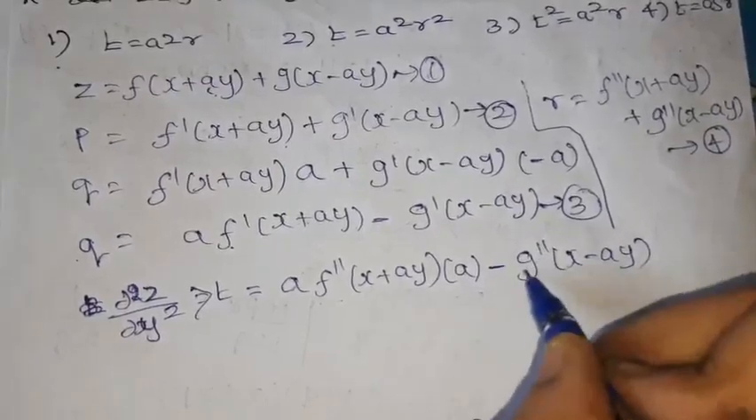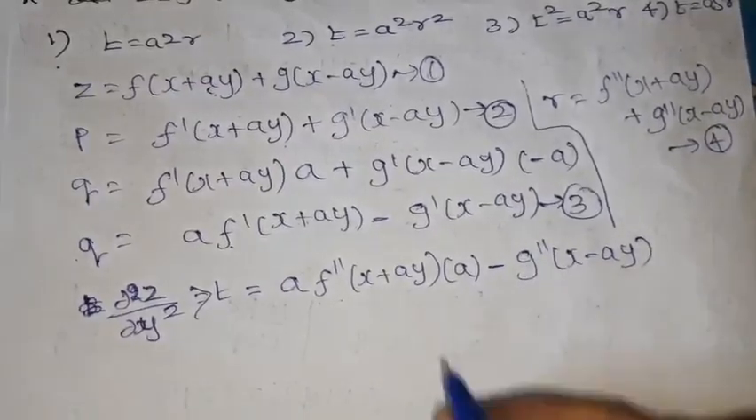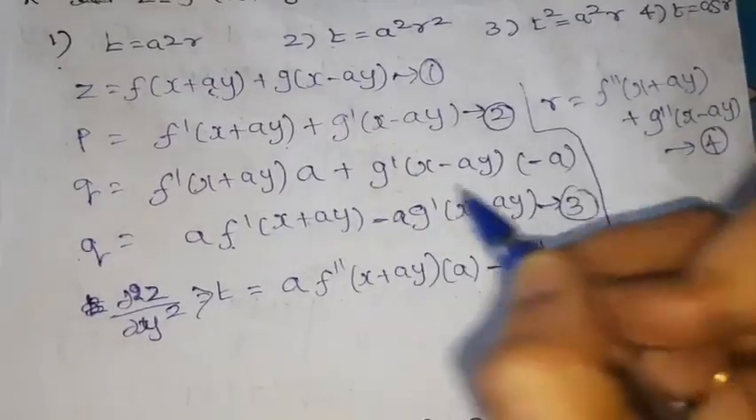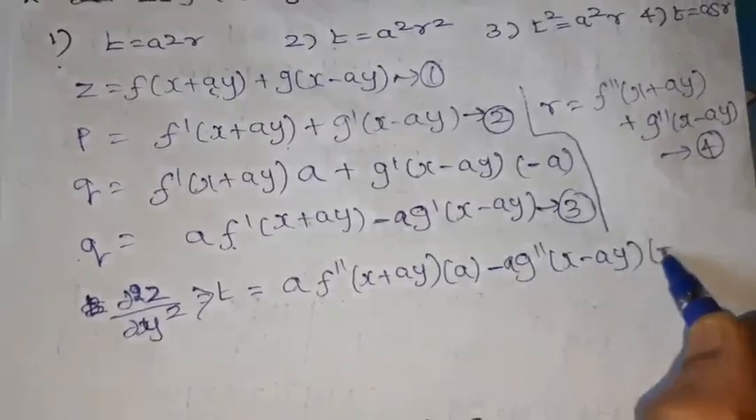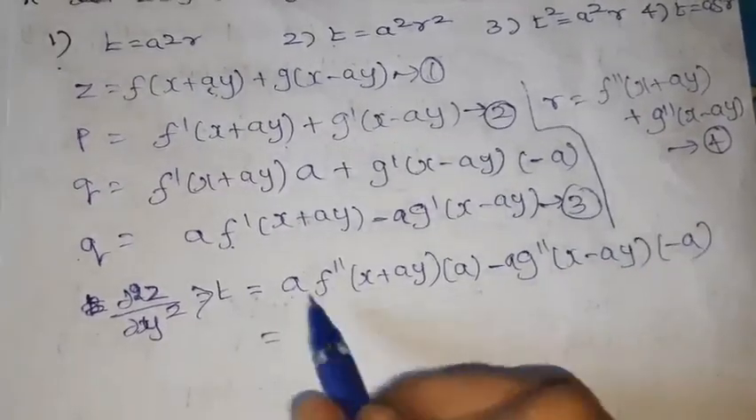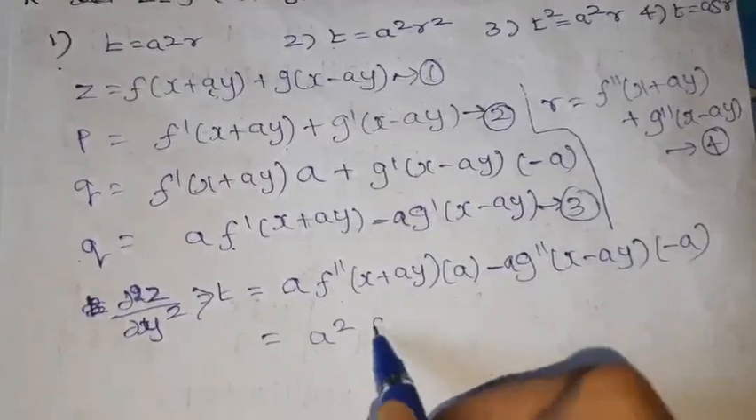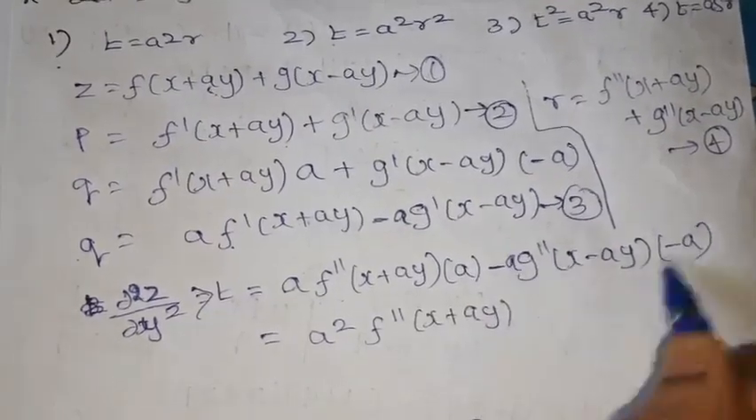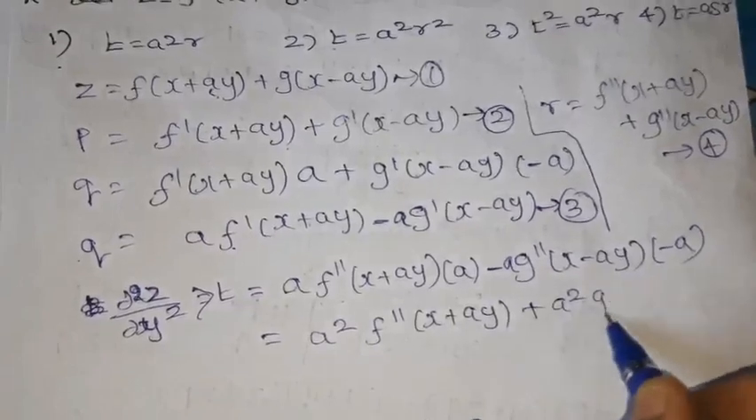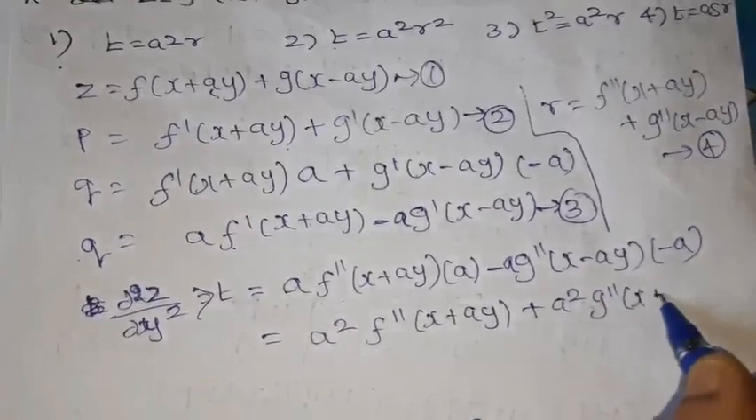Already one a is there. I missed out. Okay, here. Okay, a is there. Again 1 minus a. What we will get? a into a squared f double dash of x plus ay minus into minus plus a square g double dash of x minus ay.